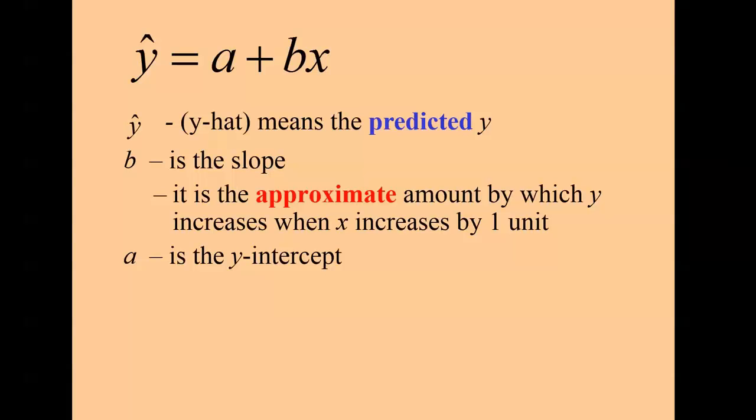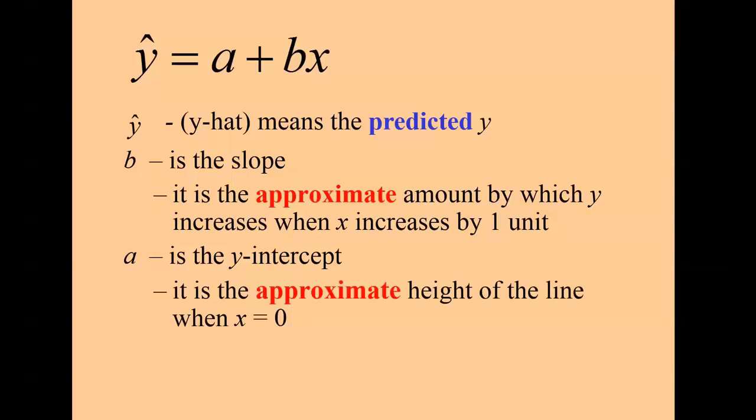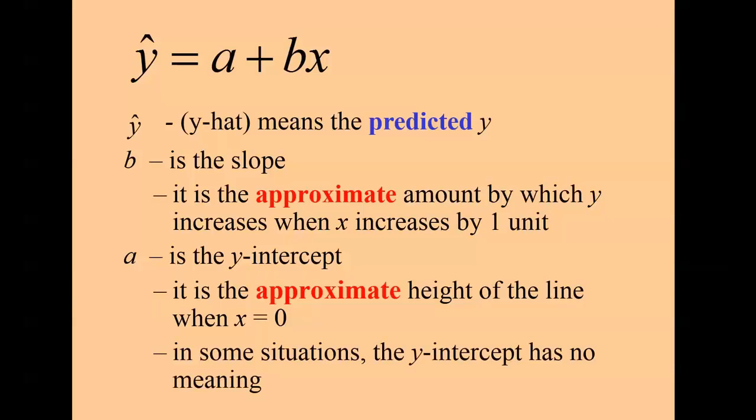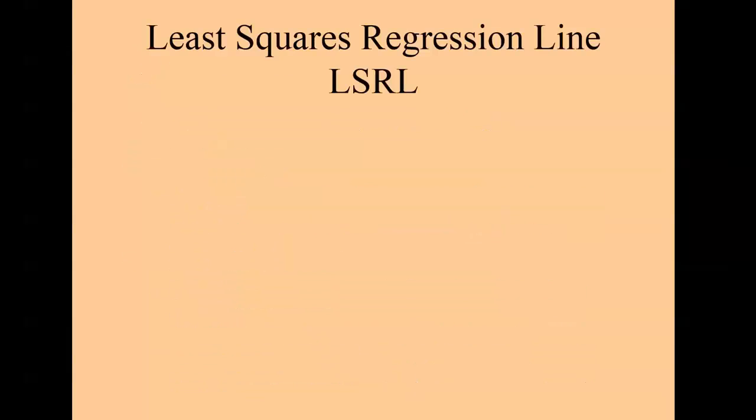And then a, of course, is the y-intercept, just like Algebra 1 in high school. Same old, same old. It's the approximate height of the line when x is 0. And a lot of times, the y-intercept really won't make a big difference other than a starting amount. The interpretation piece usually gets done when we talk about slope.